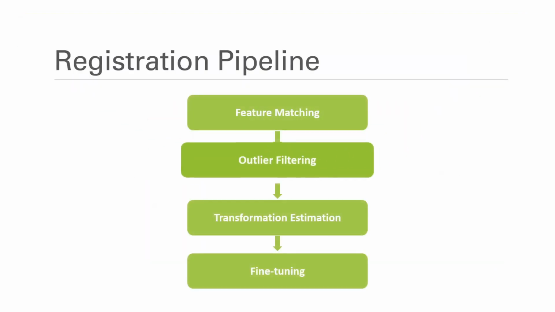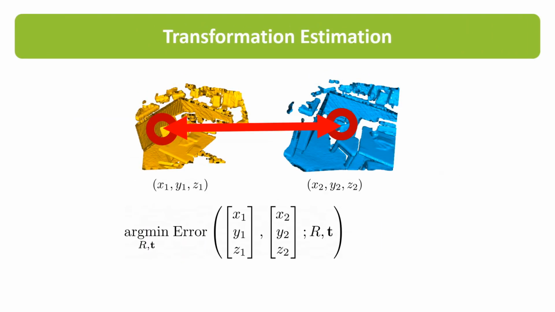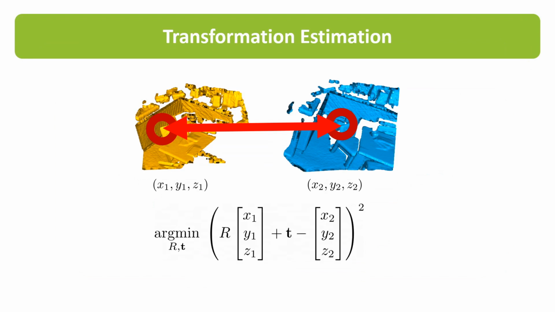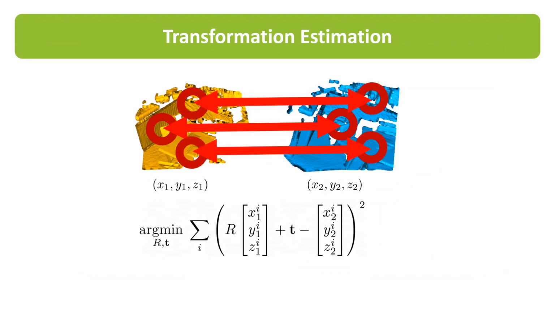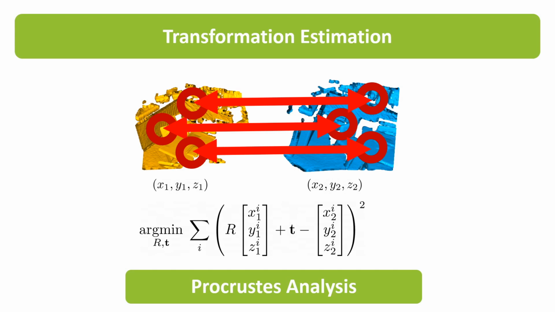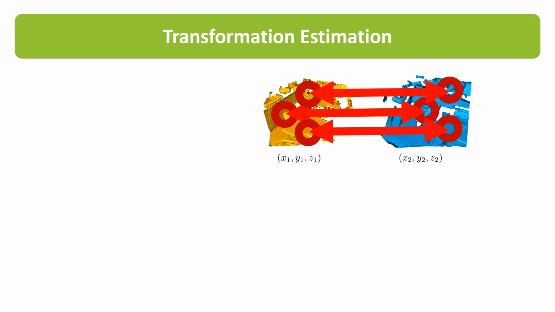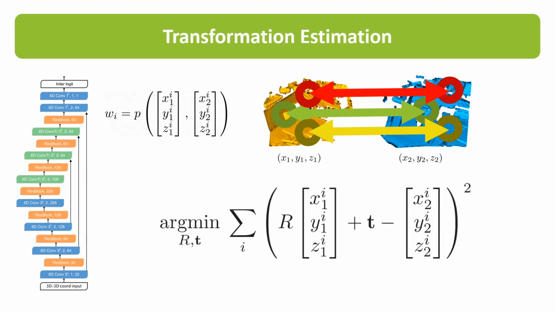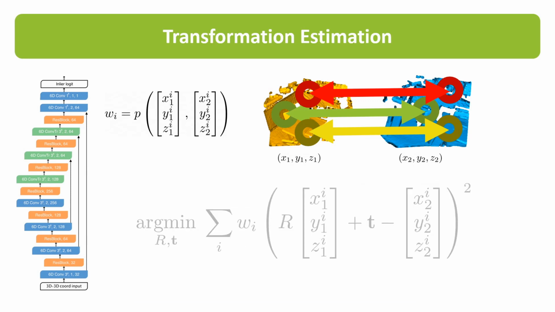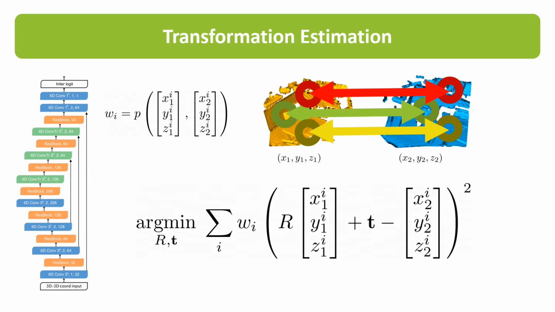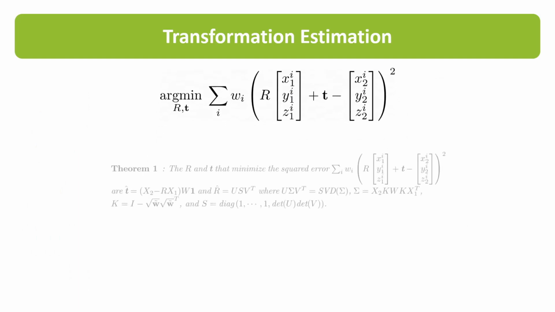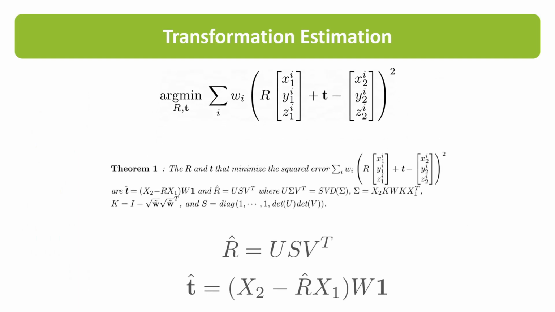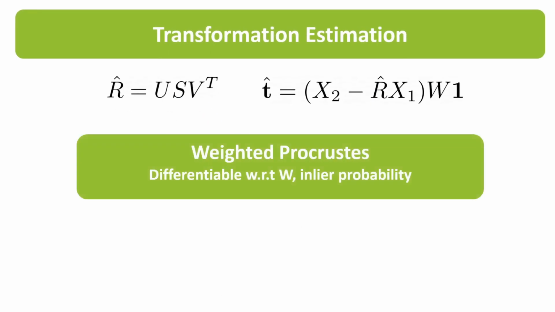Next, we find a transformation that minimizes an error between correspondences. If we use a squared loss on a set of correspondences, we get Procrustes analysis. However, it weighs all correspondences equally, which is not valid in most cases. Instead, we can use inlier probabilities as weights and show that it has a closed form solution. And we can pass gradients through the weights. We name this weighted Procrustes, and it has a couple of advantages.